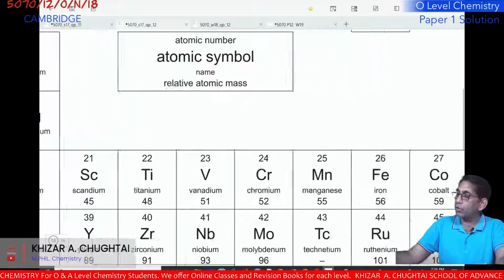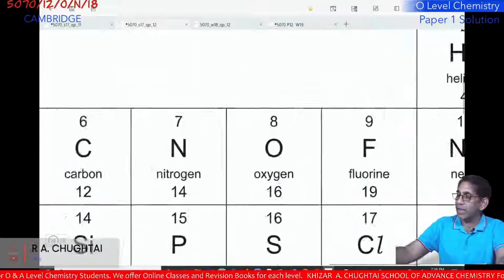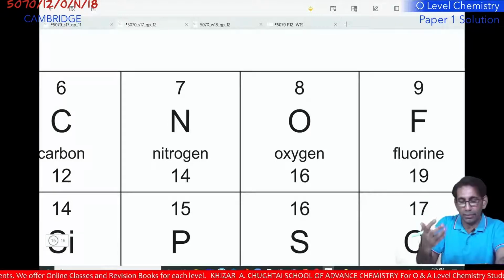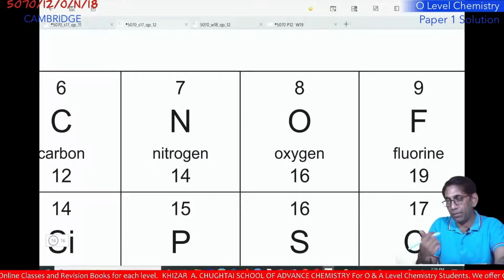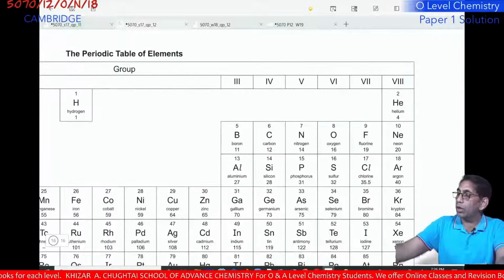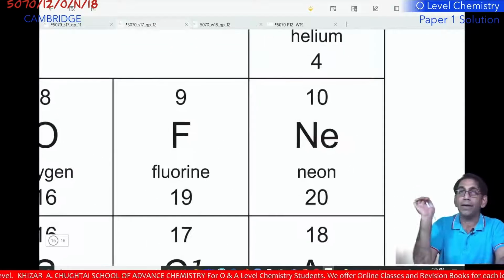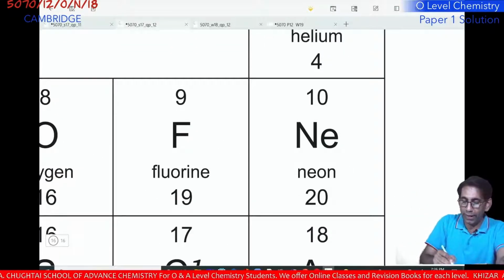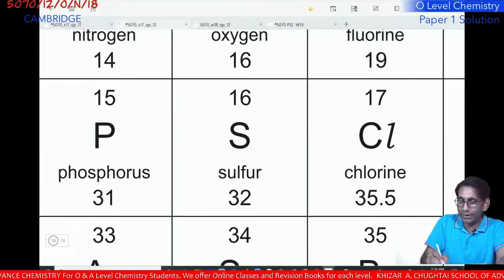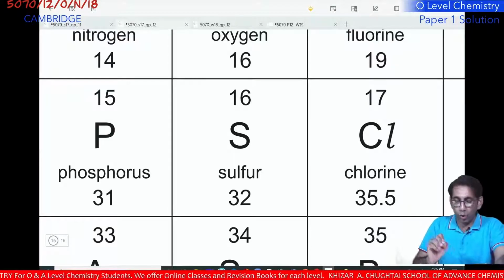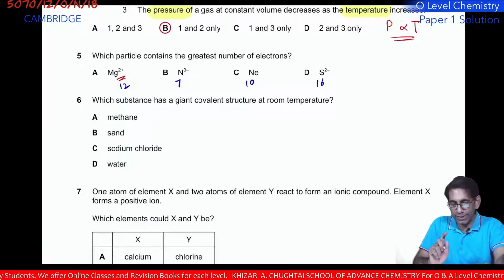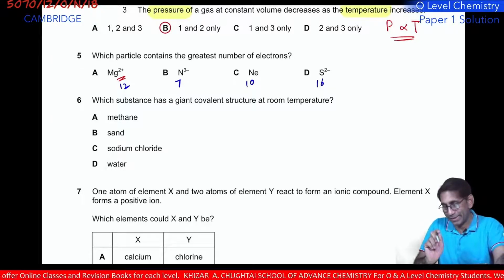What about nitrogen? It has 7 electrons, by default in the neutral state. What about neon? It has 10 electrons. What about sulfur? It has 16 electrons. So magnesium 12, nitrogen 7, neon 10, and S has 16.